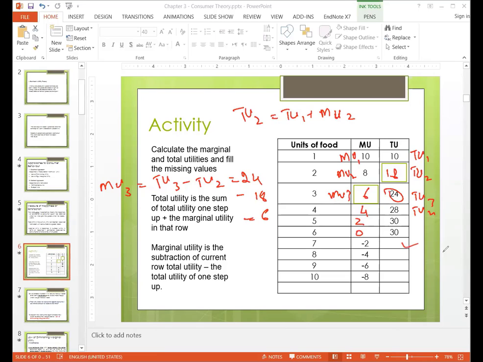Now we do it this way. This is total utility 7. Total utility 7 is total utility 6 plus marginal utility 7. So that will be 30 plus, and marginal utility is minus 2. The minus 2 is in brackets, so it will go out, so that will be 30 minus 2, which is 28. So we'll write 28 here. Similarly 24 and 18 and 10. This way we can calculate the missing values.